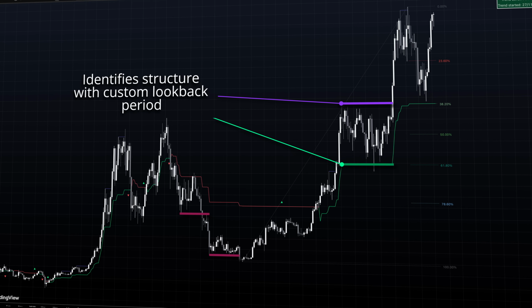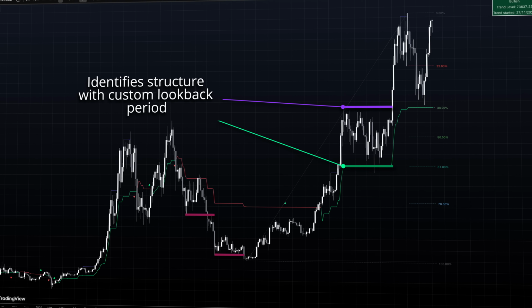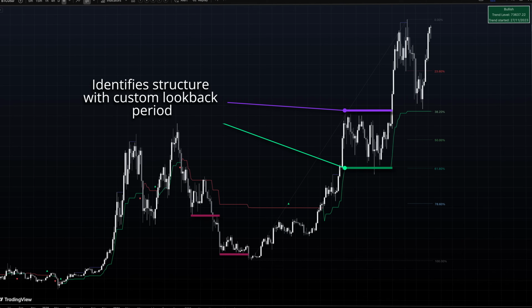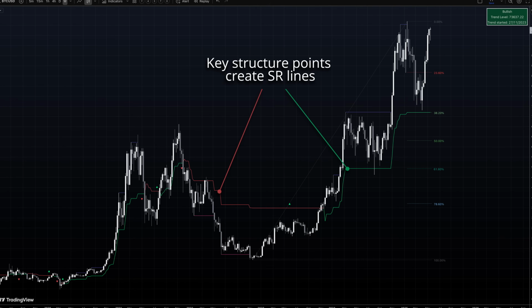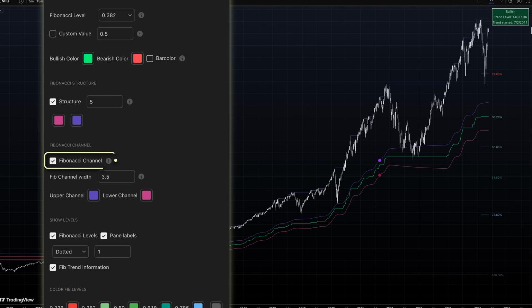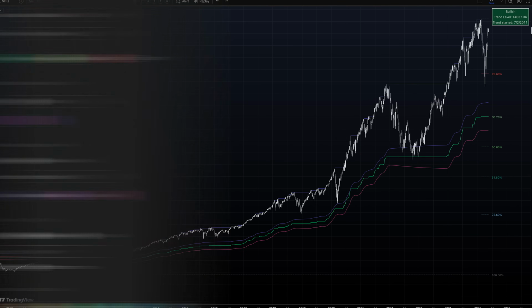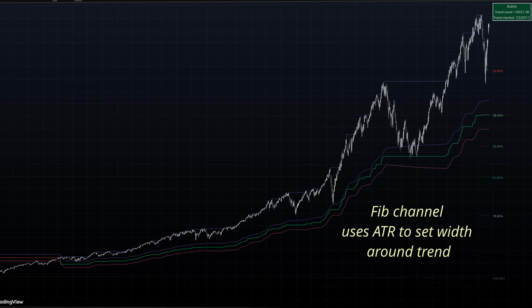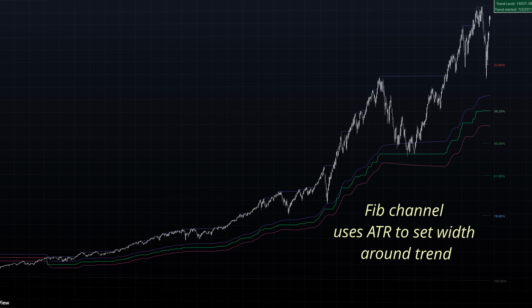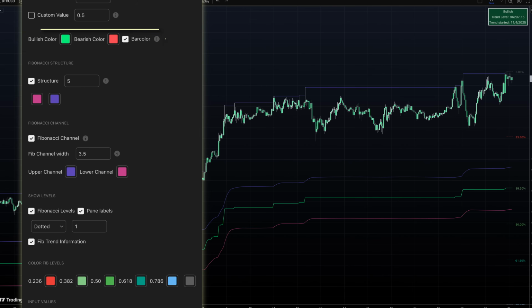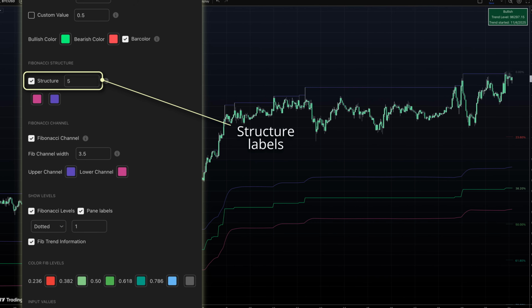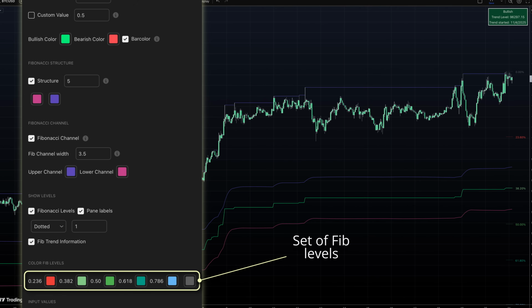Structure identification adds another dimension by marking significant swing highs and lows based on a user-defined look-back period. These structure points connect to form support and resistance lines, visualizing the underlying market framework. The optional Fibonacci channel expands on this concept by creating dynamic support and resistance zones around the main trend line using average true range calculations to determine appropriate channel width. The visual elements include color-coded price bars based on trend direction, structure labels at reversal points, and a comprehensive set of Fibonacci levels that provide potential targets and entry zones.